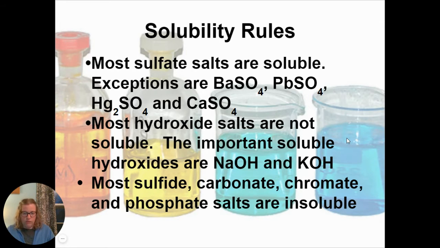And most sulfide, so sulfide is going to be just S, carbonate, chromate, and phosphate salts are insoluble. However, like I said, if you see a phosphate and it's partnered with something that has an alkali metal like sodium phosphate, that is going to be soluble because the rule about the alkali metals is further up, and that beats out the rule about the phosphates. So just be aware that the order is really important, and if there are rules about 2 of them, look at their position to kind of predict what's going to happen.